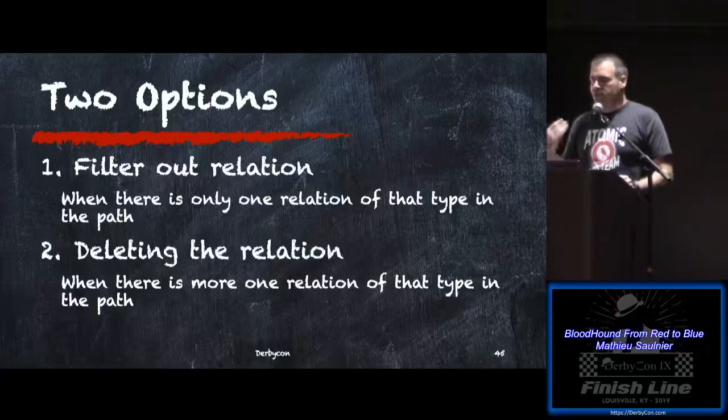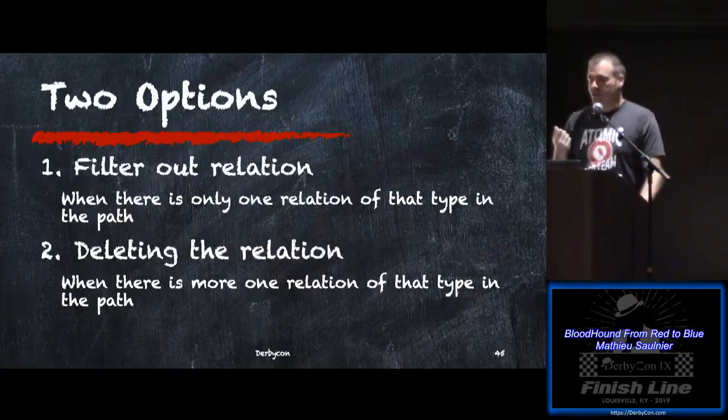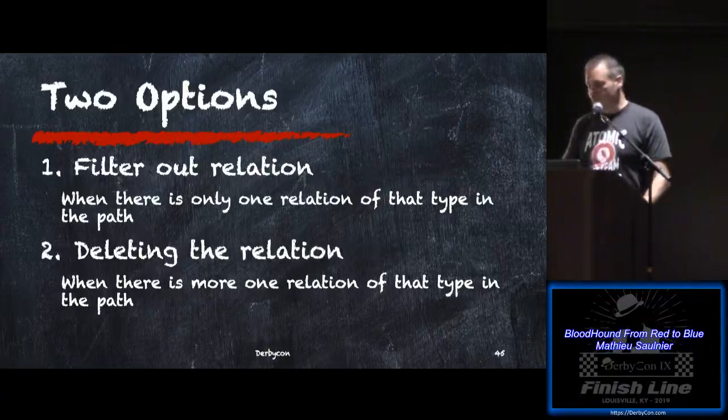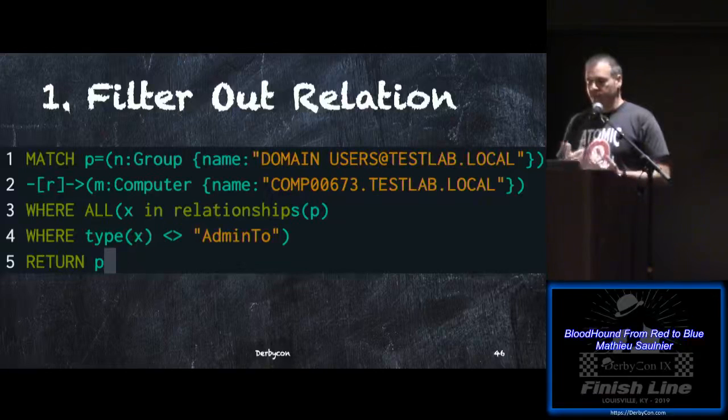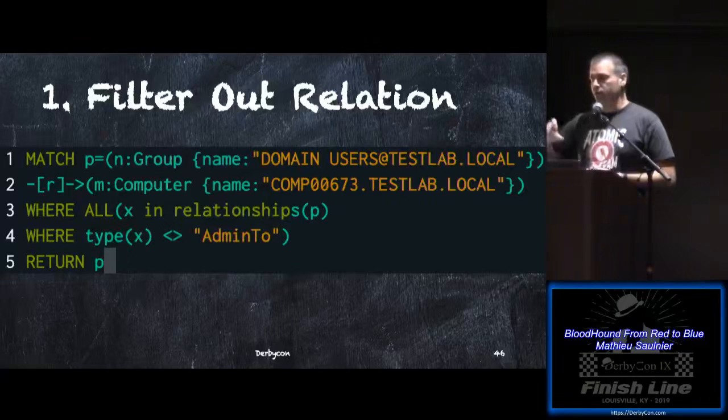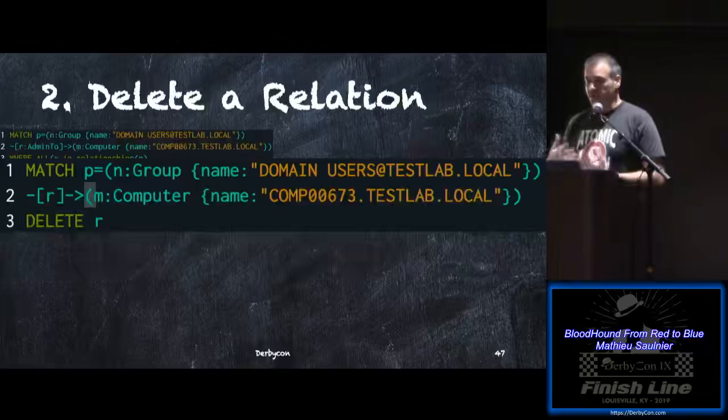Now we have two options to remove the link. First of all, we can filter it out. This is useful when you have only one edge of that type in the whole path. Or you could delete the relationship, and this is useful if you have more than one type of relationship, and I'll show you an example. So this is how you would do the filter out. It's the same beginning of the query. We're going to match a path between domain users and computer 673, and we're going to filter out all relationships where the relationship name is different from admin, and then we're going to return that path.